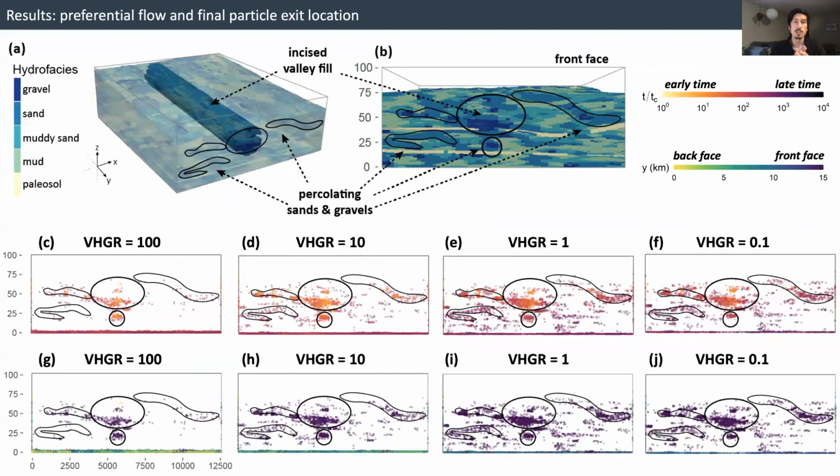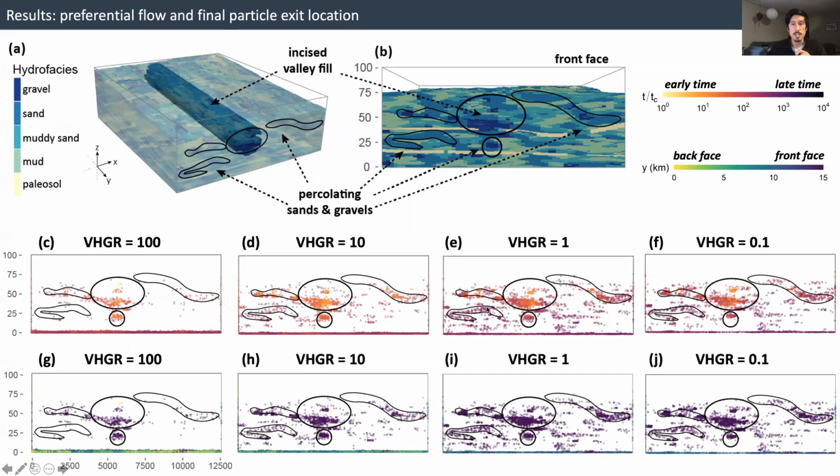So looking at the final results, the preferential flow and final particle exit position, we can see preferential flow in the high K gravels and sands. Figure A is the domain made transparent to see the lateral high K incised valley fill. And I've also marked a few sections on the down gradient face to show the end of the incised valley fill and prominent interconnecting sand and gravel bodies. And these outlines are on all the plots for comparison.